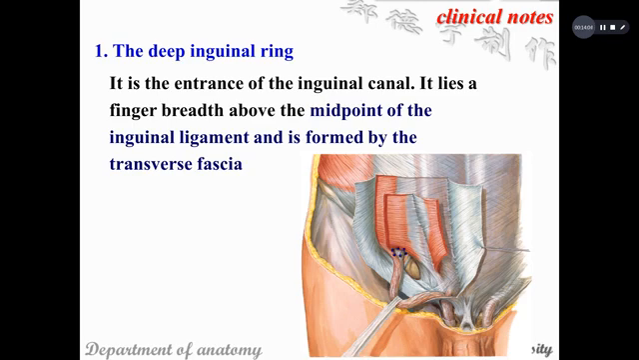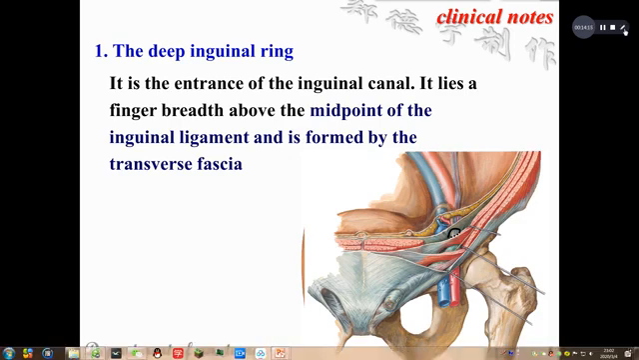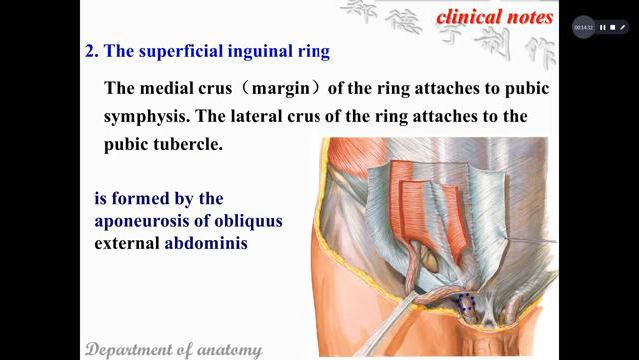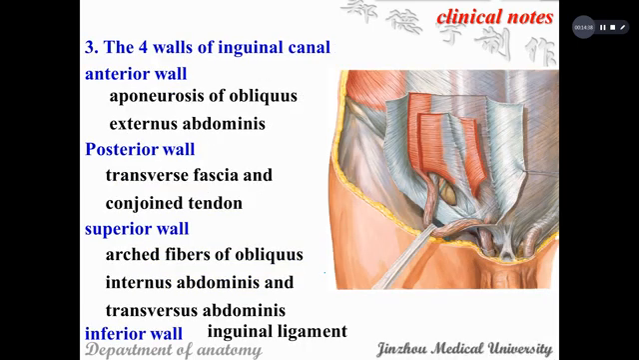Here is the deep ring. The deep ring is formed by the transversalis fascia, about here. This is the superficial ring, and it is formed by the external oblique. And then the four walls: the anterior wall, posterior wall, superior wall, and inferior wall.